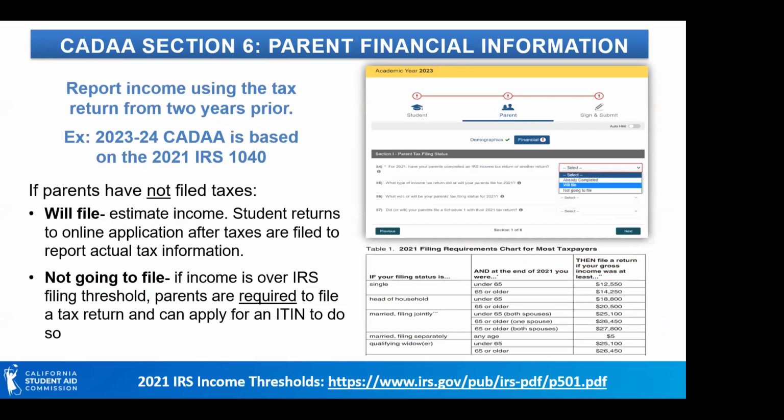So in this case, for the 23-24 CADAA, we are looking at the 2021 taxes. This is just a sample of that table that I had mentioned of the income threshold. So as you can see, the numbers are fairly low. I think the max that families can make without needing to file would be about that 27,800. So this is just really handy to check to see if students would need to file. And in doing so, if parents do not have a social security number, they can apply for an ITIN to do so.